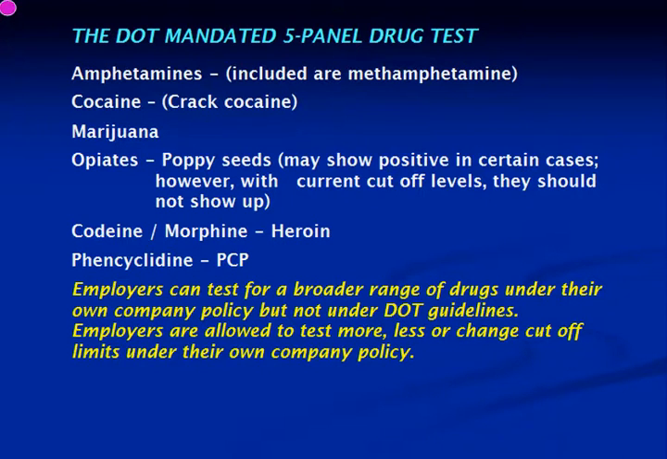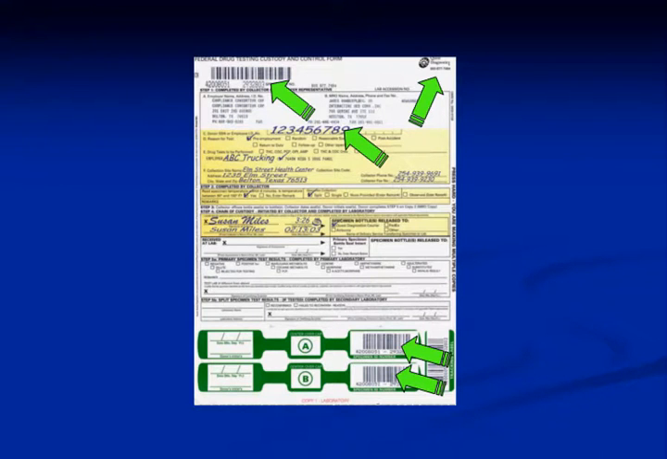Employers can test for a broader range of drugs under their own company policy, but not under Department of Transportation guidelines. Employers are allowed to test more, less, or change cutoff limits under their own company policy. How the drug test works.